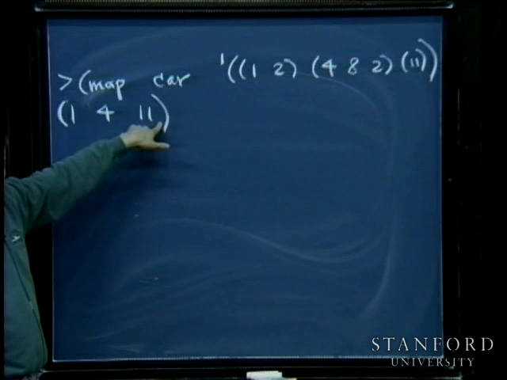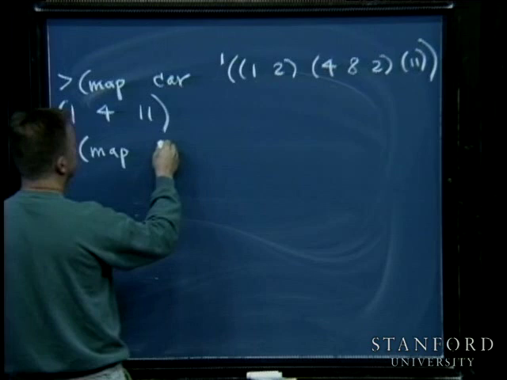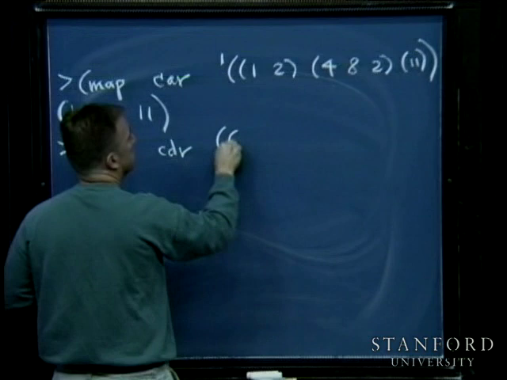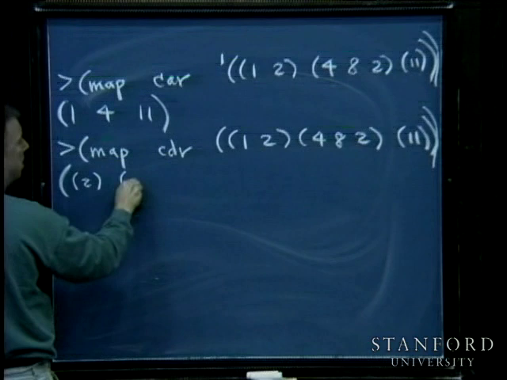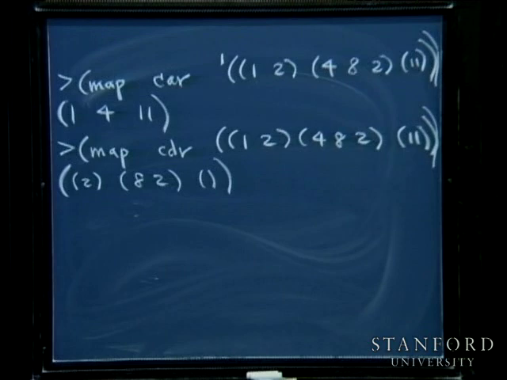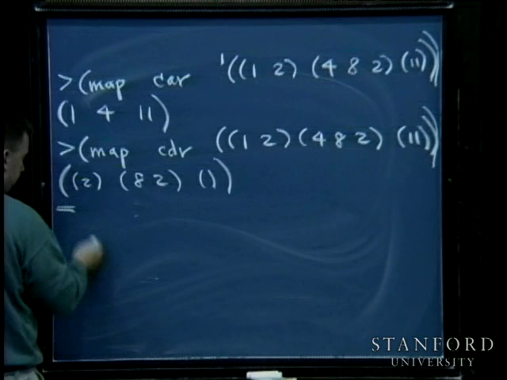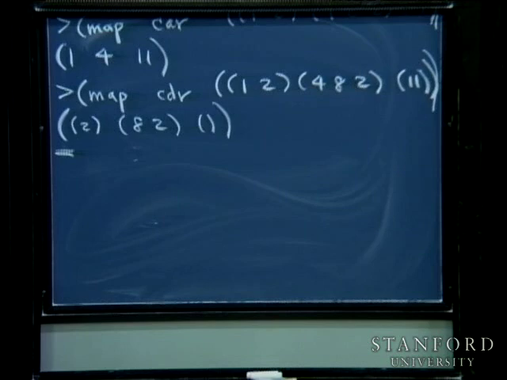Yes? Okay. If I want to do this, map cdr over 1, 2, 4, 8, 2, 11. And I can do that. This would give me the list 2, the list 8, 2, and the empty list. And I once again get a list with 3 top-level elements inside. Okay? The map function, we're not going to implement it this way, but I just want to advertise what it is. It's kind of neat that it can do this.